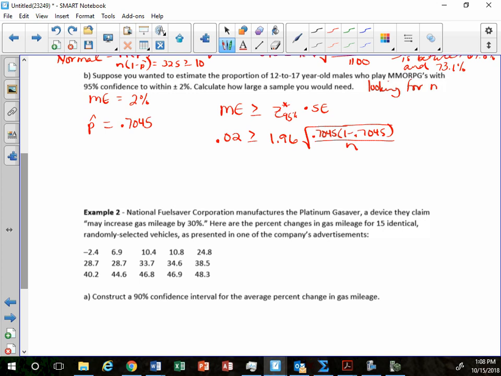So to go about solving this, how do I do this? Divide by your 1.96. So we've got 0.02. And guys, if you want to turn it to an equal sign to work on solving it, that's completely fine, okay? And then I've got the square root of all of this.